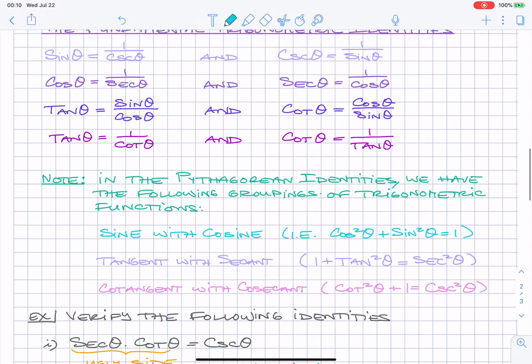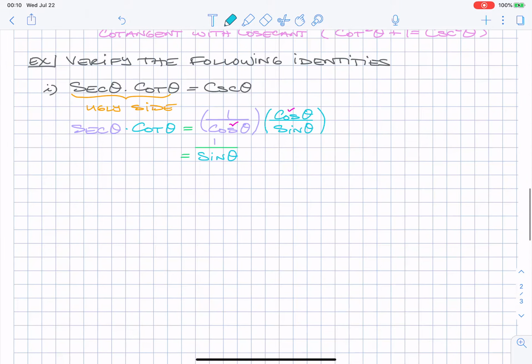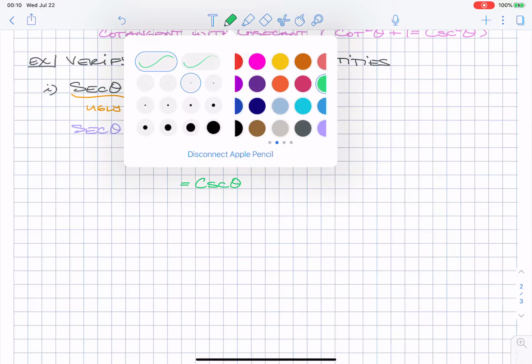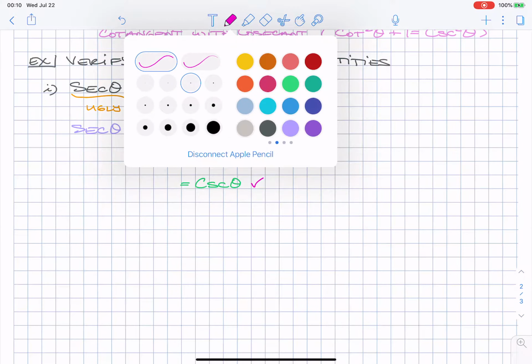Okay, well, what is 1 over sine of theta? 1 over sine of theta is cosecant, so I can rewrite this as cosecant of theta. And is that the right-hand side? Yes, it is. The moment we get this here, we're done with our verification or proof. So our goal is to always simplify the ugly side to get the simplified side.